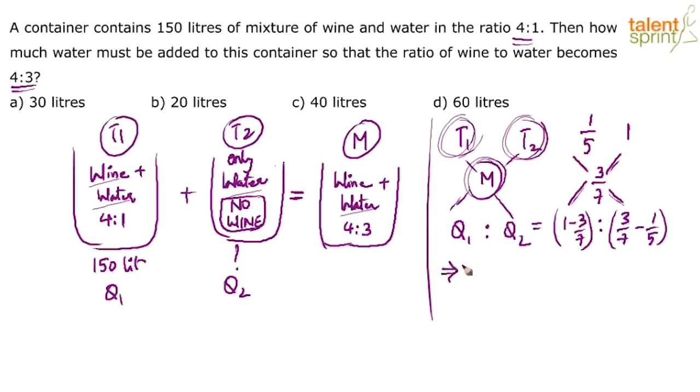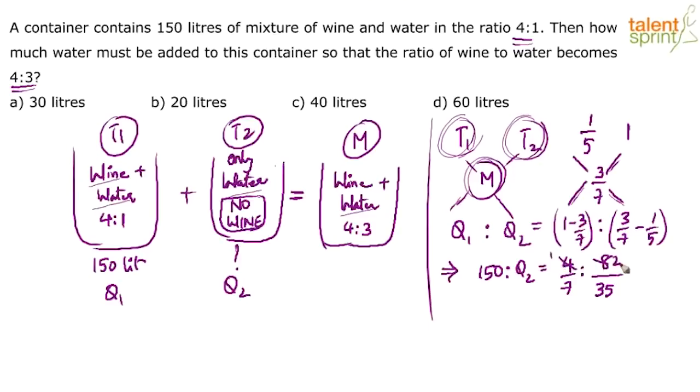So we already know that Q1 is 150 liters. So I can say 150 is to Q2 equals 1 minus 3 by 7, which is 4 by 7, is to, what is the LCM here? 7 and 5, the LCM is 35. So 3 by 7 minus 1 by 5 is 15 minus 7 over 35, which is 8 by 35. So that's the ratio basically.